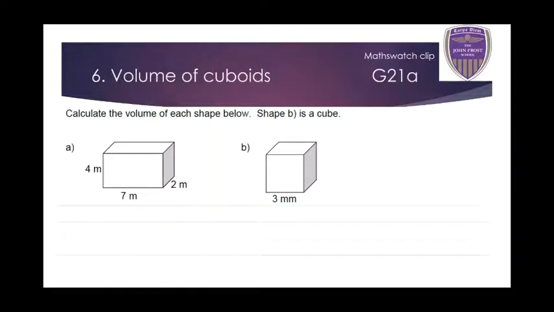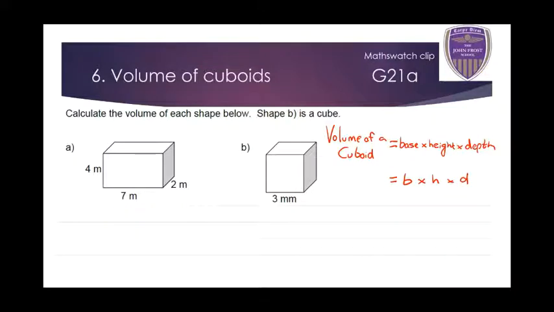Volumes of a cuboid. Again, once you know the formula for this one, these questions are nice and easy. The volume of a cuboid is the base times the height times the depth of the shape. We like to simplify this down to B times H times D. Base times height times depth, and that's all you need to find the volume of a cuboid.